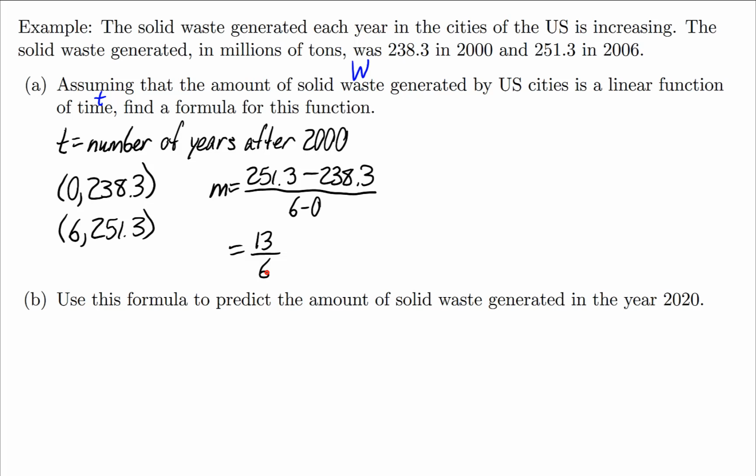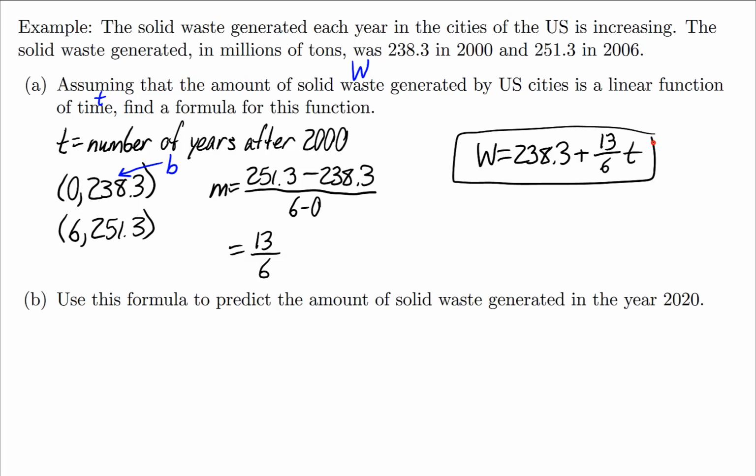Now, I actually don't have to use the point-slope formula this time, because I'm given a nice benefit. This value, because it's associated with 0, is my b. There's nothing I have to solve for to find b. So consequently, we can say that the waste is equal to, remember it's b plus mx, 238.3 plus mx, 13 over 6, and we'll say t because that's my variable.